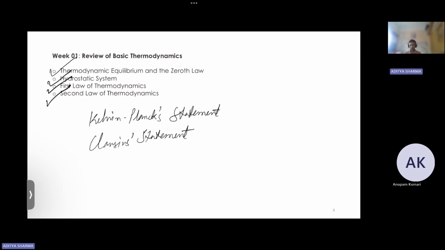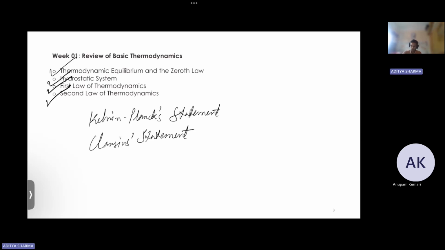Then there is the Clausius statement for refrigerators, which says that if you want to move heat from a low temperature to a high temperature, some outside work is always required. Without this outside work, you won't be able to do the refrigeration. So these were the basic concepts that were discussed in week one.